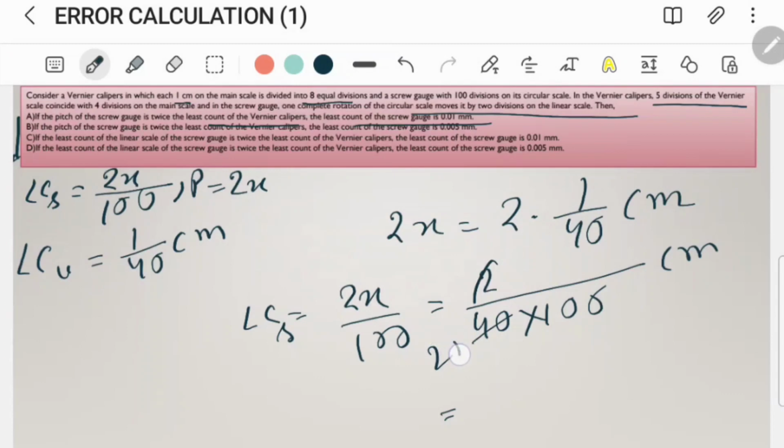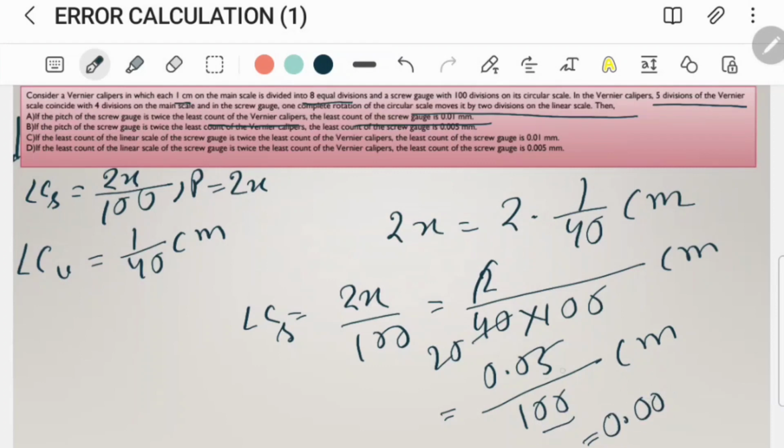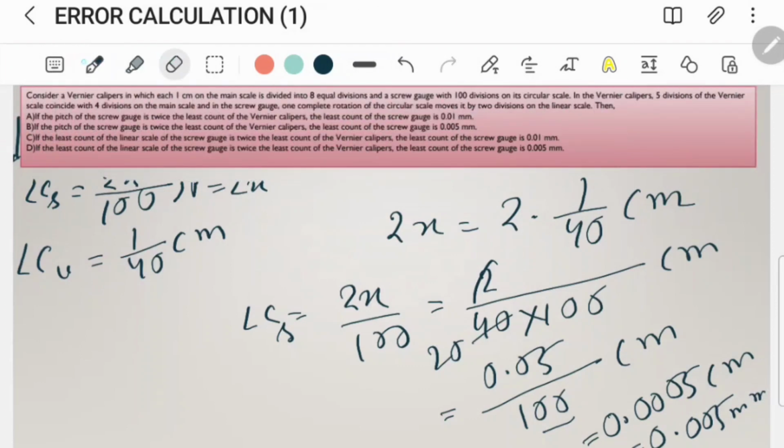That is 0.05 over 100 centimeter, or 0.0005 centimeter. Multiplied with 10, this becomes 0.005 millimeter. So option 1 is incorrect.